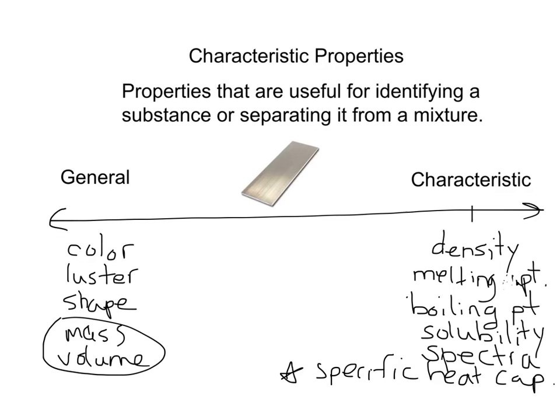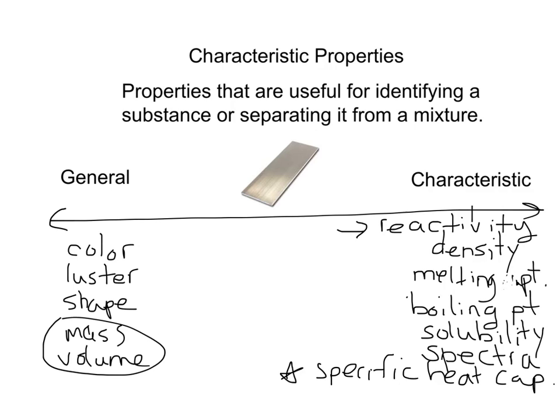All chemical properties are characteristic properties. I'm just going to add chemical properties up here, and we'll say reactivity is how we'll define them. What do you react with? Reactivity is a characteristic property. Knowing what substances react chemically with a particular substance will help you determine what it is.